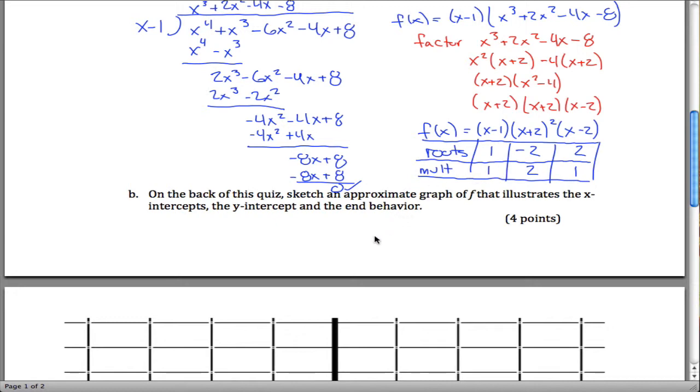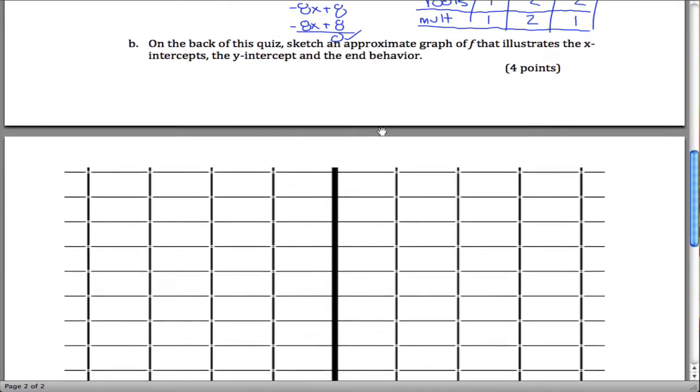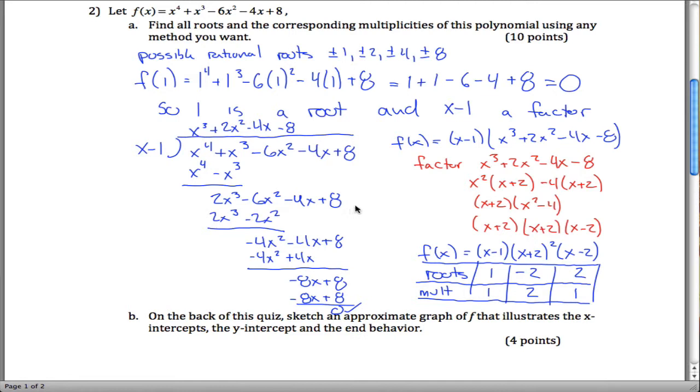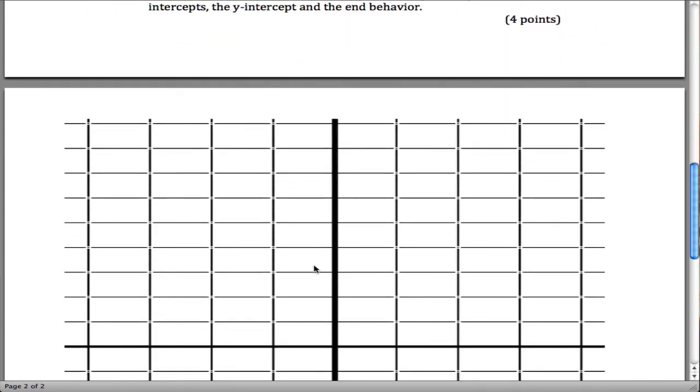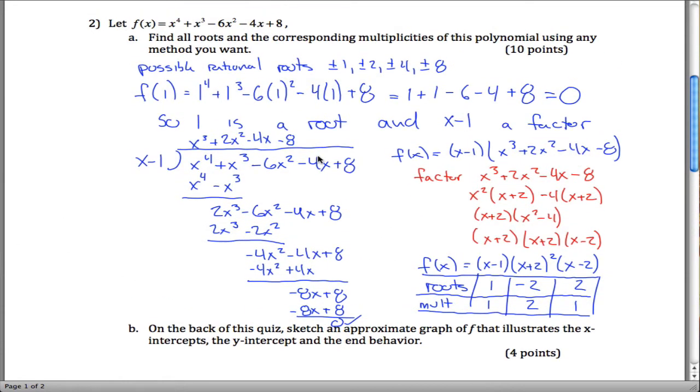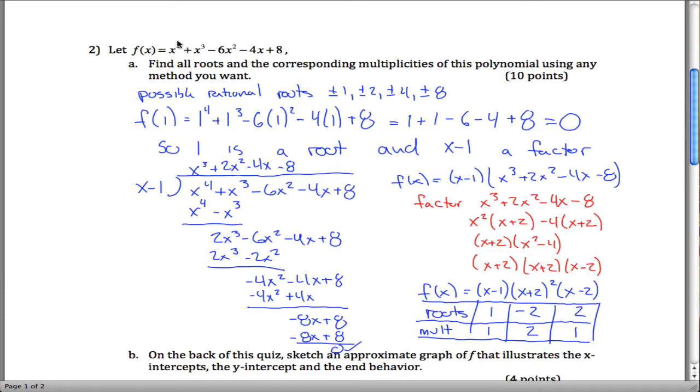Alright, now that I have all this information, it says draw a picture of your function. Okay, so the y-intercept should be 8, because when x equals 0, y equals 8. 1, 2, 3, 4, 5, 6, 7, 8. It better go through this point right here. And behavior. Leading coefficient positive. This is an even number, so it's going to go up when it goes to the right and up when it goes to the left.